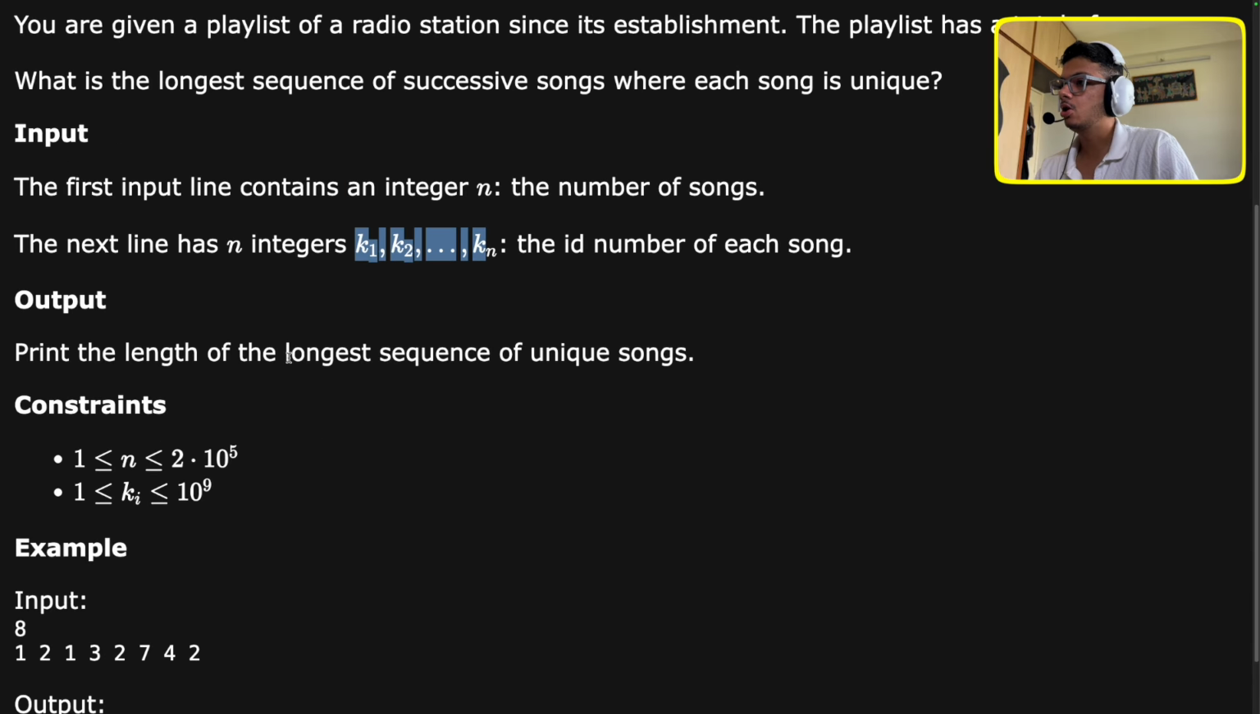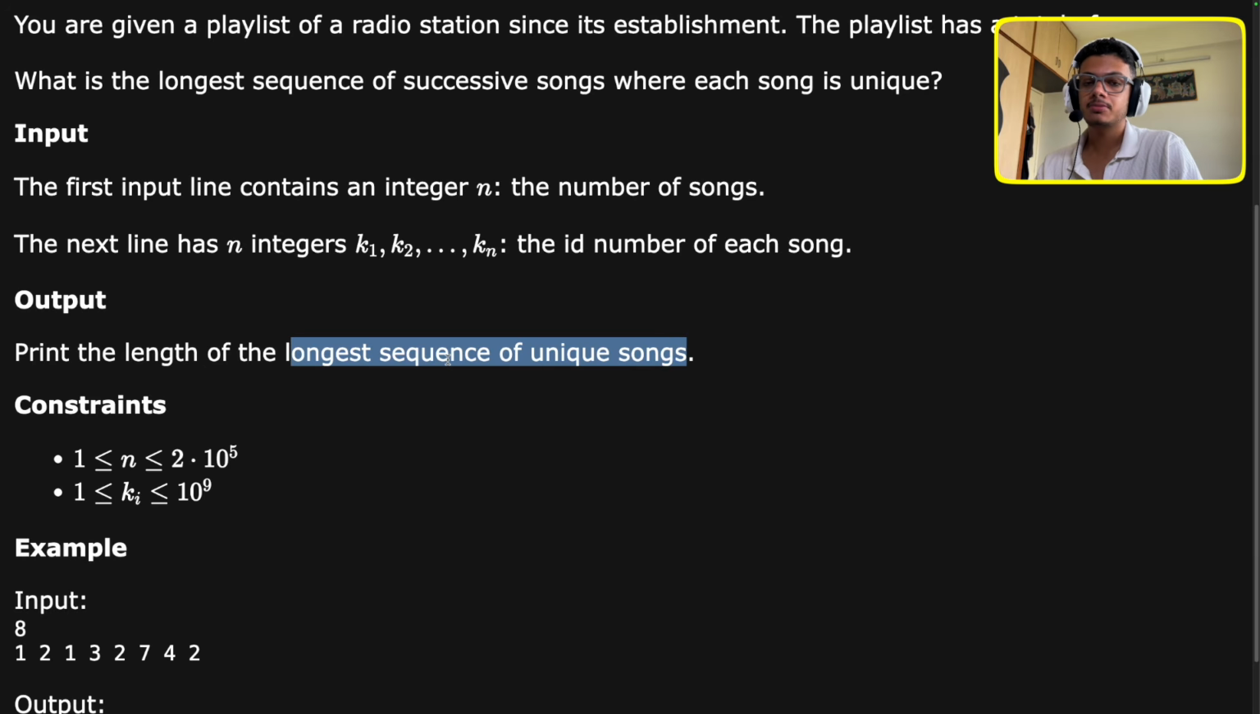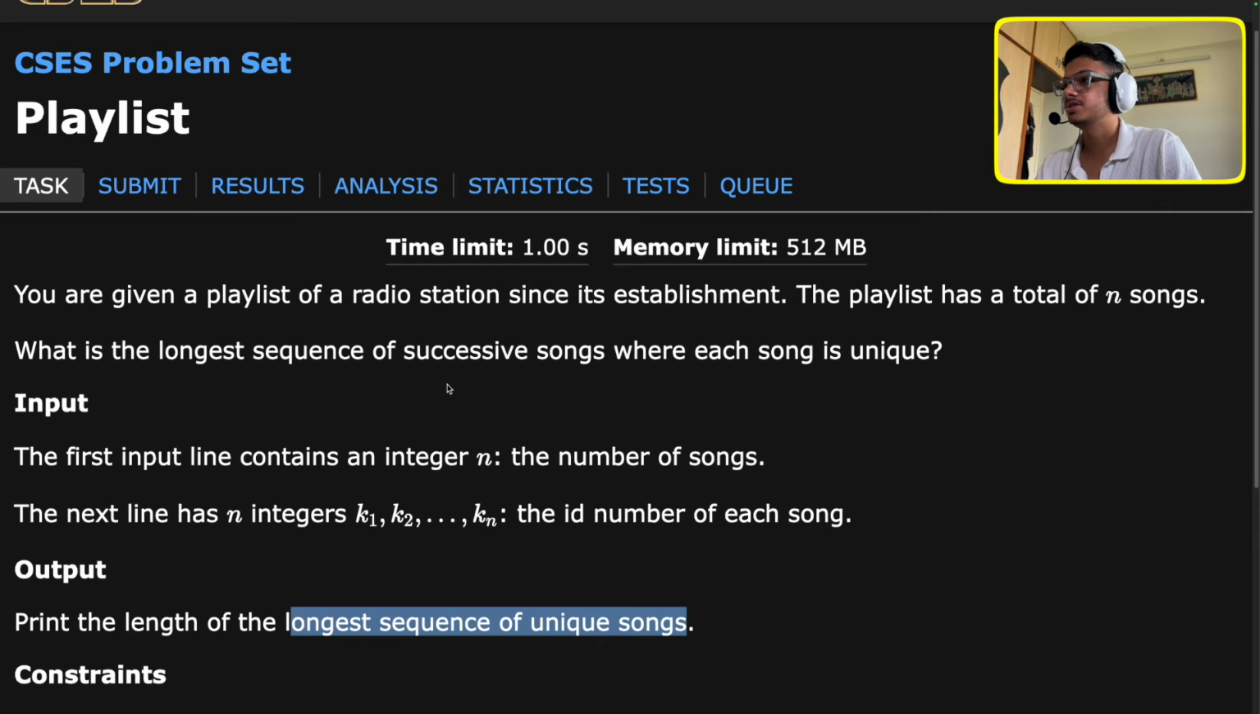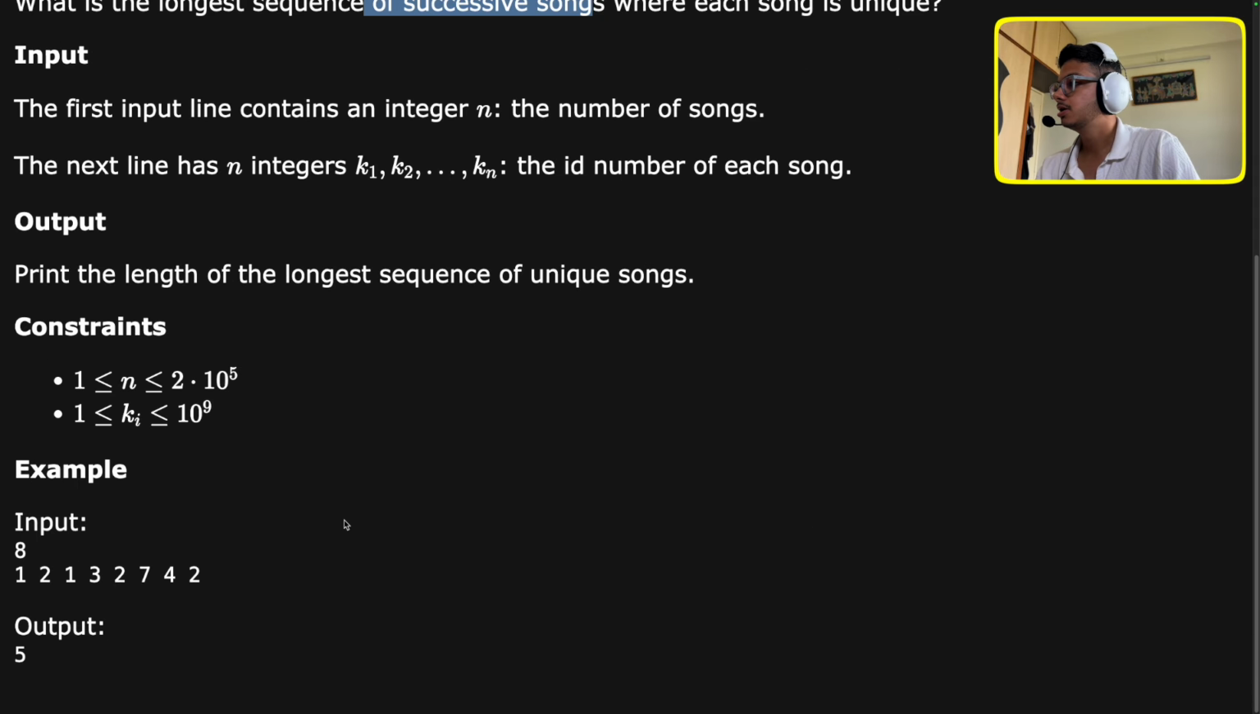Output: you want to find the longest sequence of unique songs. Important is that the sequence is consecutive, right? Longest sequence of successive songs. Fine. So here the constraints are given. N is as high as 2 into 10 power 5 and k is as high as 10 power 9.